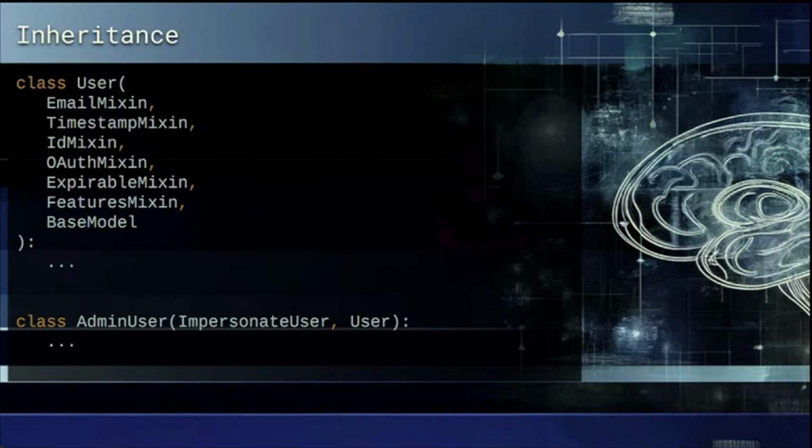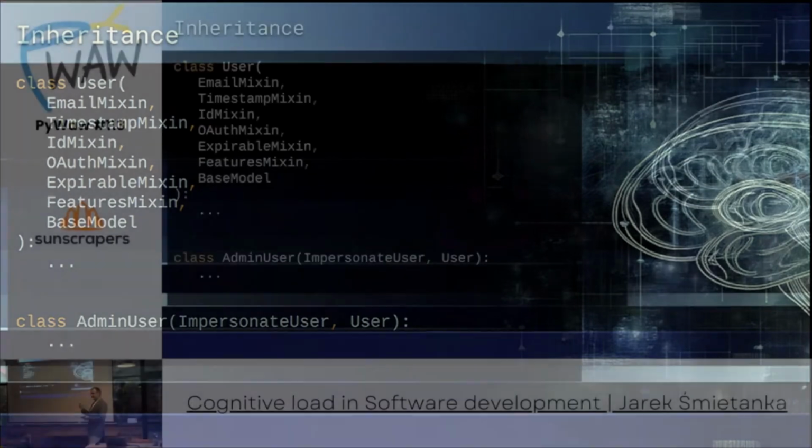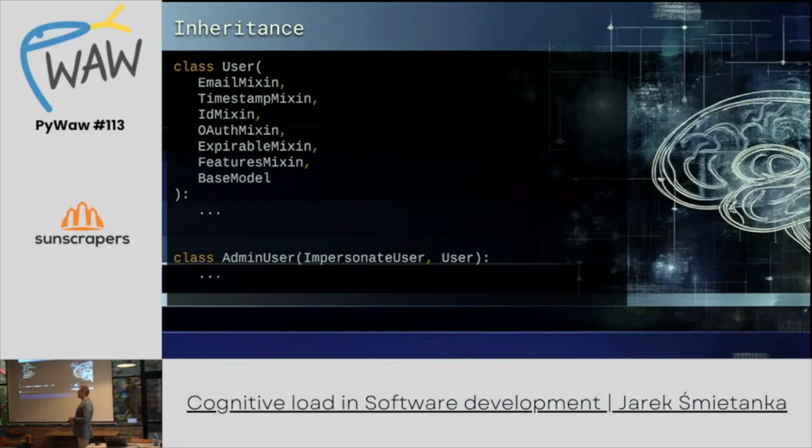Each jump that we have to perform, opening another tab, is like another token of information that we have to maintain in our working memory, short-term memory, in order to complete the task and understand what is going on. So in terms of cognitive load, the rule of thumb is to prefer composition over inheritance.